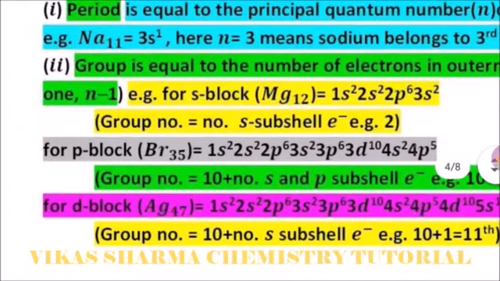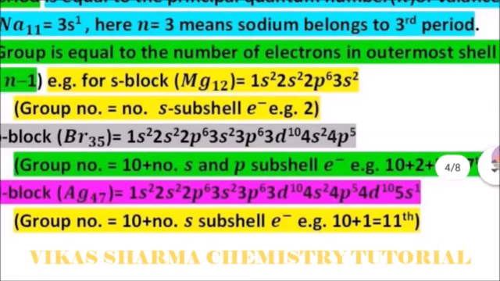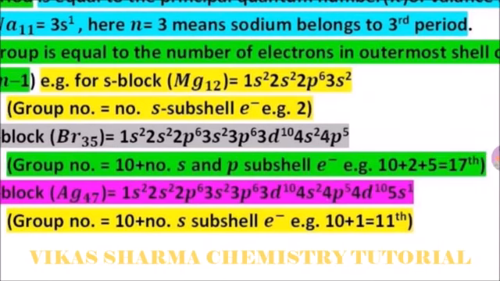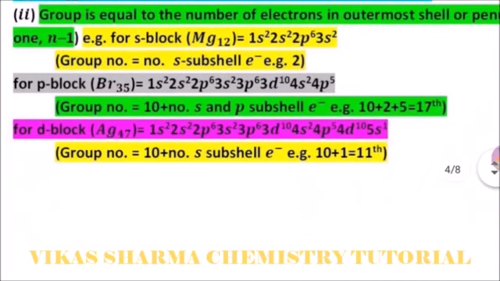For a p-block element, bromine has electronic configuration 1s2, 2s2, 2p6, 3s2, 3p6, 3d10, 4s2, 4p5. So the group number is 10 plus the number of electrons in the s and p subshells. So 10 plus 2 plus 5, from 4s2, 4p5. So the bromine group number is 17. So we easily relate it to the principal quantum number and the last subshell electrons, which we add to 10, and so predict the group number of the element.